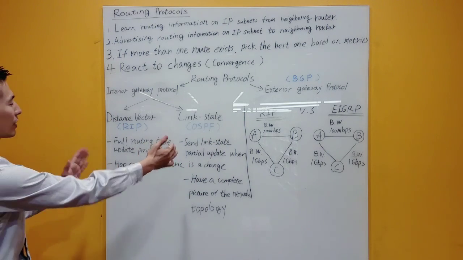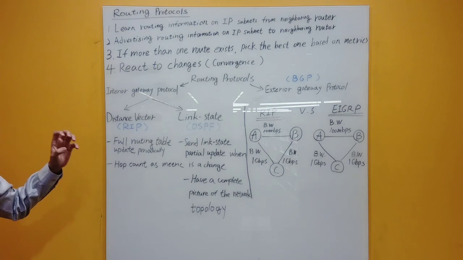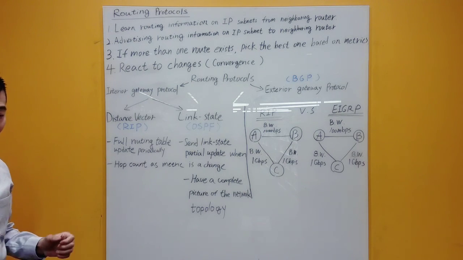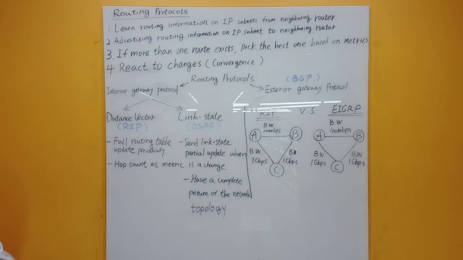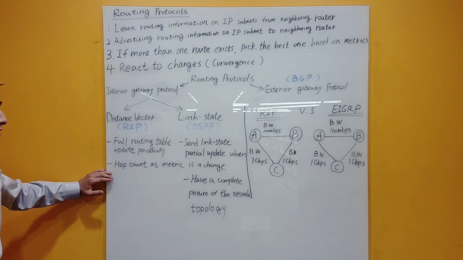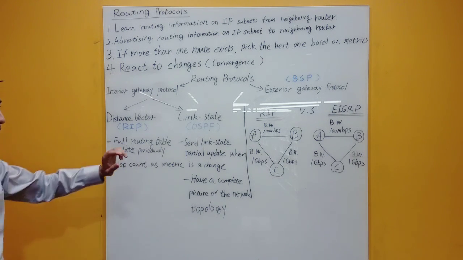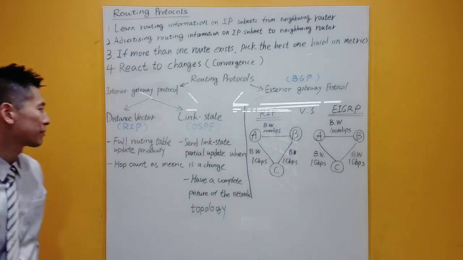So the difference between the 2 is that with distance vector, the router sends out the full routing table periodically to let its neighboring routers know this is what I have, even if there's no change in the topology. So it takes up a lot of bandwidth and resources. And also, distance vector uses hop counts as metrics. So each router is a hop. We'll talk about that over here.